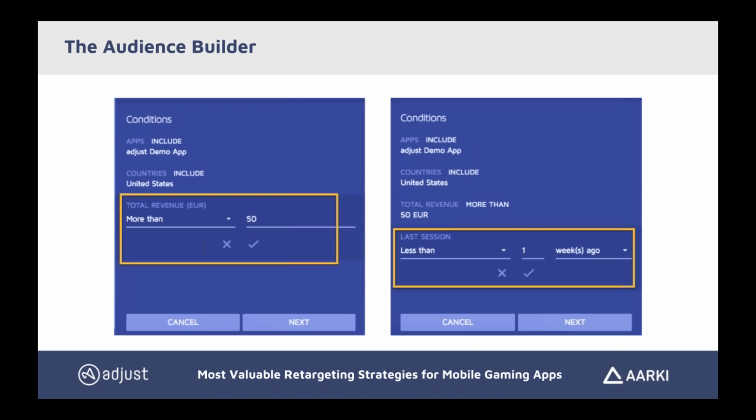So here in the dropdown below the total revenue that you see on the left, you'll see that more than is selected. The options in this dropdown are what we call expressions. So expressions are the parameters of conditions, which would include more than, fewer than, less than, exclude, or include. So in this example that we have here, what we'll do is target users that have spent more than 50 euro and triggered a session less than a week ago. So here we're really looking for the big spender users that just haven't been too active lately.